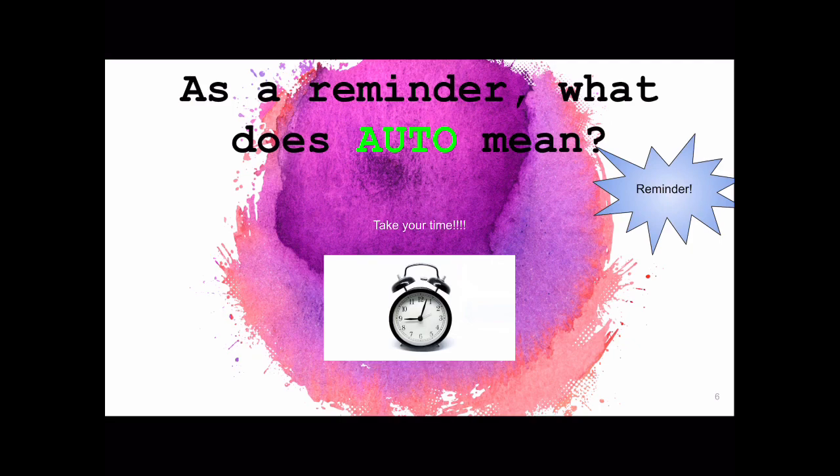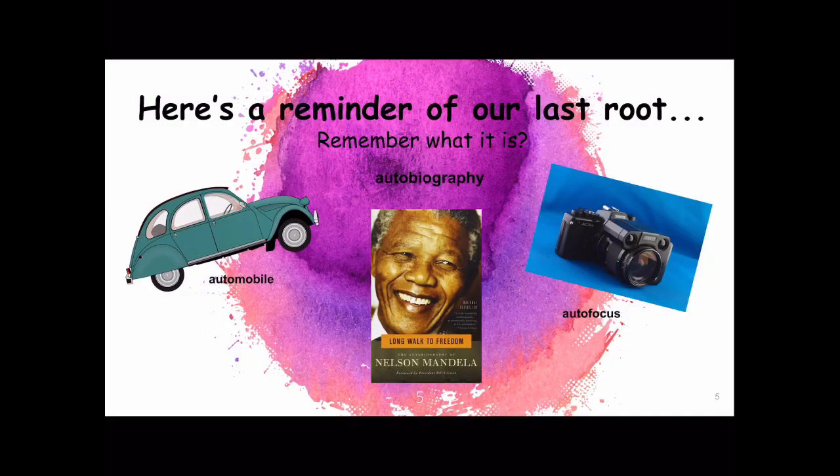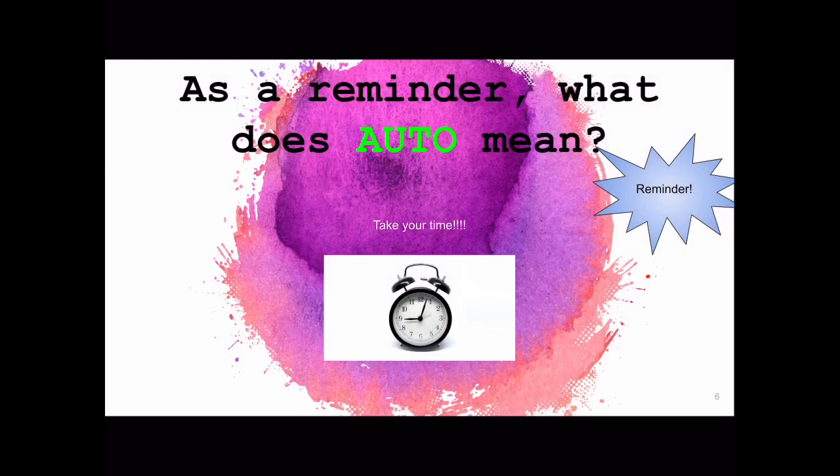So as a reminder, let's talk real quick about what auto means. Well, auto means self. And if we go back and look, an automobile is a self-driving car, which means the motor makes it go. An autobiography is when you tell your own life story or you tell a story about yourself. And then to autofocus is when the camera automatically focuses by itself.